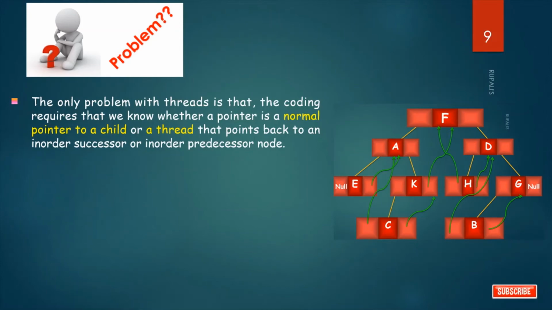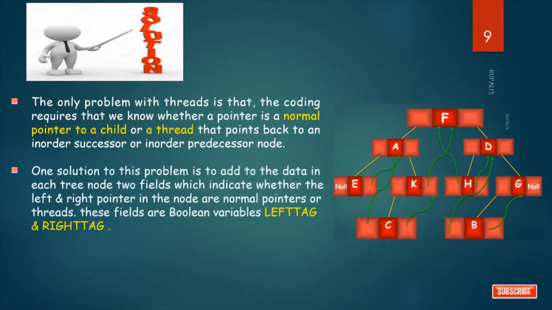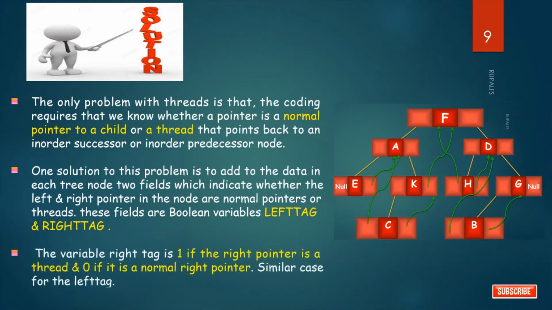So, what is the solution? One solution to this problem is to add to the data in each tree node two fields which indicate whether the left and right pointers in the node are normal pointers or threads. These fields are Boolean variables, left tag and right tag. The variable right tag is 1 if the right pointer is a thread and 0 if it is a normal right pointer. Similar for left tag.